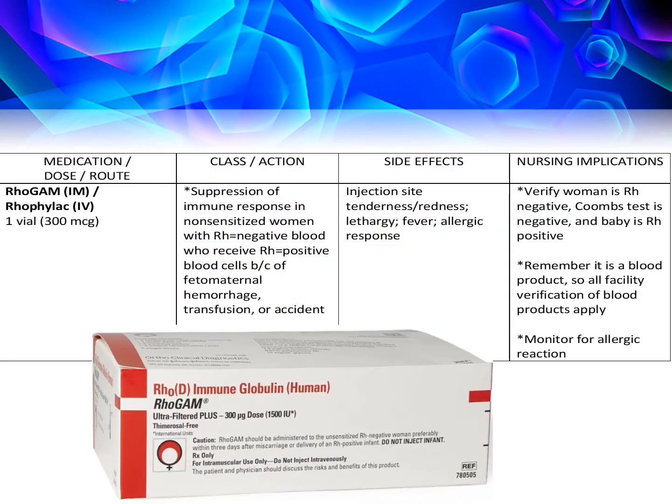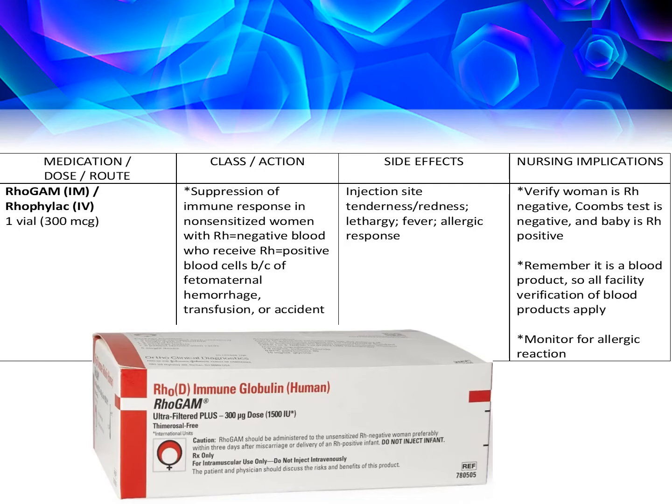Then here it is again in chart form. So what are we trying to do? We're suppressing the immune response in non-sensitized women with Rh negative blood who receive Rh positive blood cells because of fetal-maternal hemorrhage, transfusion, or accident. So in other words, the Rh positive blood goes into mom's Rh negative blood.